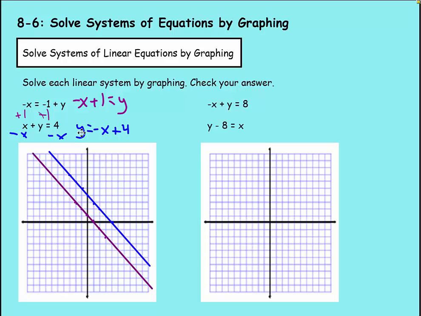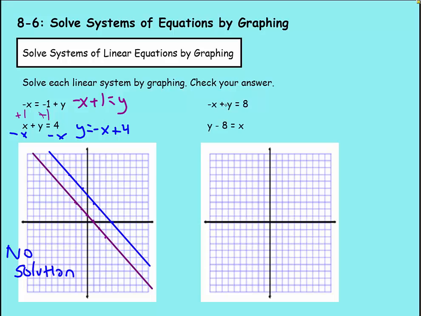And that makes sense. Look at the slope for both of these. I see negative x, I see negative x, and they have different y-intercepts. Meaning they start at different locations, but they have the exact same slope. So it would make sense that there would be no solution.